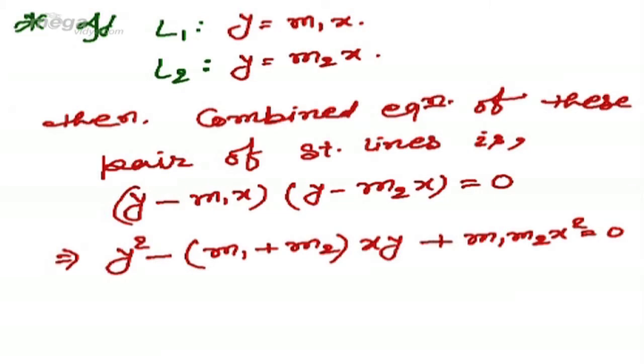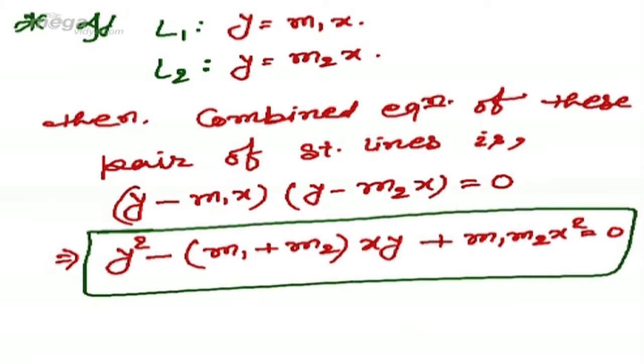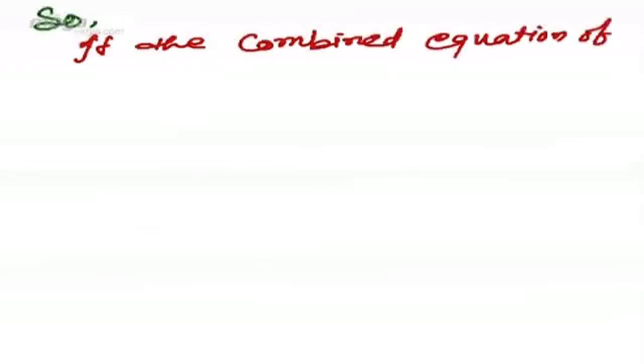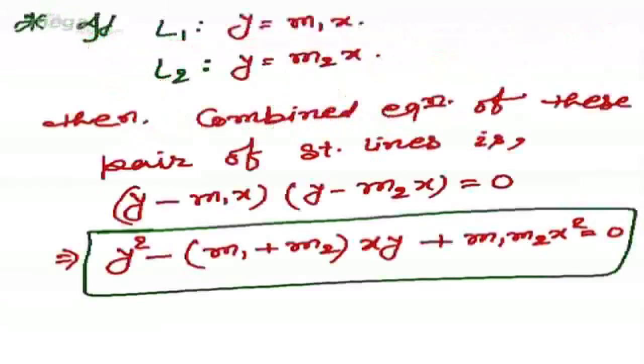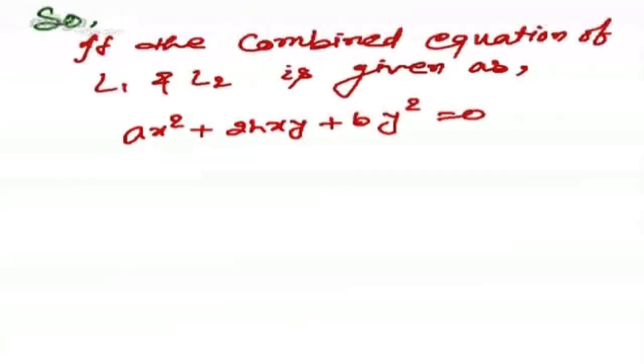This is the combined equation when we write the individual equations of the straight lines as y equal to m1x and y equal to m2x. So if the combined equation of L1 and L2 is given as ax square plus 2hxy plus by square is equal to 0, then what will be the relationship between this m1 m2 and this a, h and b?